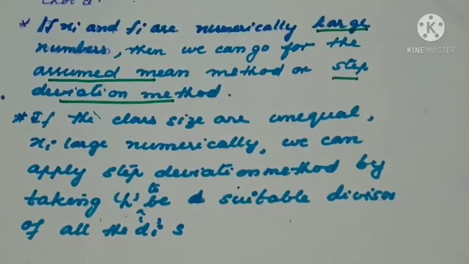So you can go for the direct method, the assumed mean method or the step deviation method depending upon the values of xi and fi. Unless the question specifies a special method, it depends upon the children's choice which is the suitable method for them.